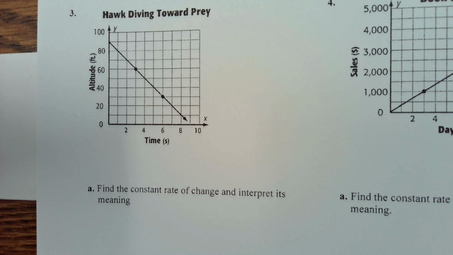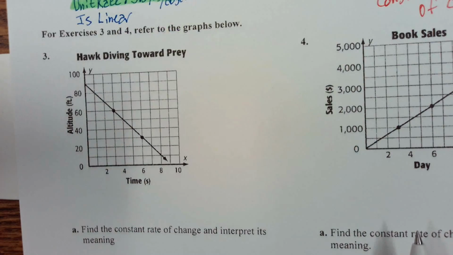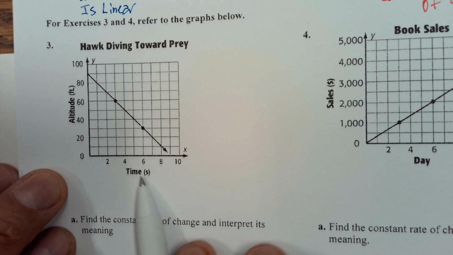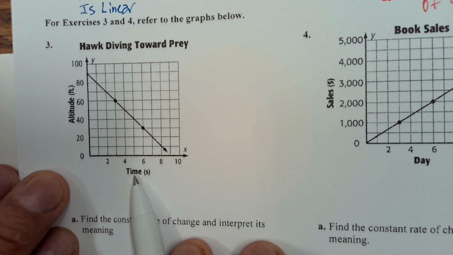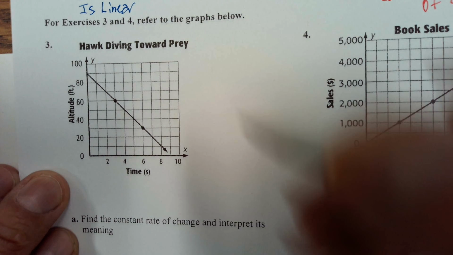Okay? So in order to figure it out for this one, because the first thing they want us to do is find the constant rate of change and interpret its meaning, well, we got to get some data like we had here. Let's make a table. And we're going to measure time and then altitude in feet. So let's start with that. We're going to look at time in seconds. We're going to compare that to altitude in feet.